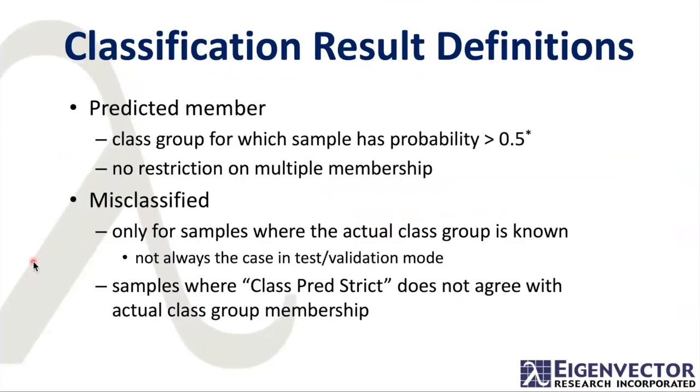The predicted member, if you click on that, for each class, it'll basically show a plot of samples and whether they belong to that class or not. Misclassified is, again, if you're using the strict rule, if for some reason, either because a sample is predicted to belong to more than one class, or none of its class prediction probabilities were greater than the threshold, then it would be classified as misclassified. Okay, next slide.